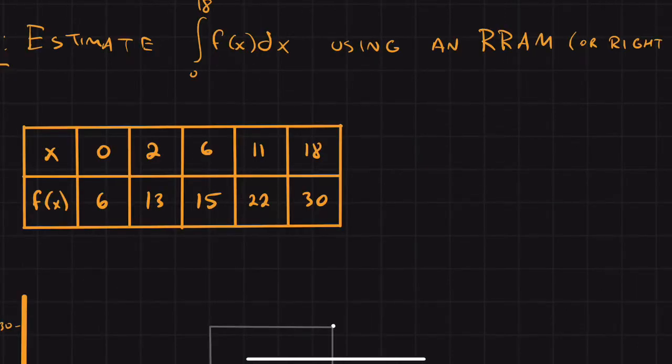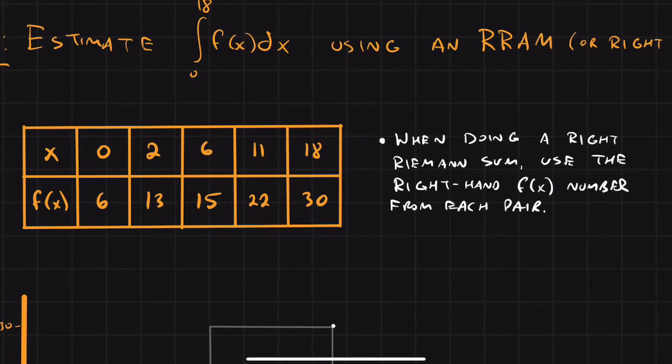So now I want to show you another way to calculate A when you have a table so that you do not have to look at the graph. When doing this for a right Riemann sum, we're going to use the right-hand f of x number from each pair. So just imagine that you drew a rectangle that spanned between x equals 0 and x equals 2. The delta x for that rectangle would be the difference between the x values. 2 minus 0 is 2. And then we just have to use the right-hand f of x value as the height. So the f of x we use in this case is 13.